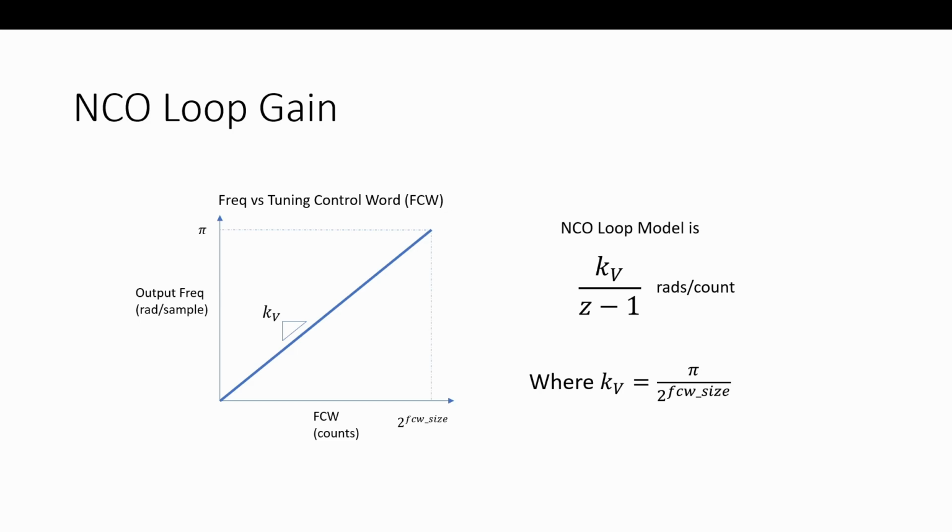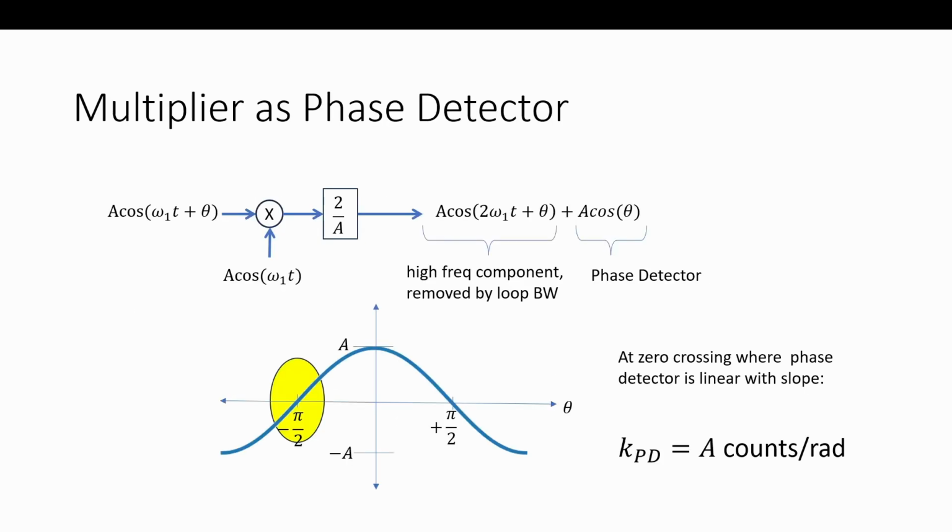So it's just the frequency. Our frequency can go from 0 to pi, and so that's going to be kV. kV is going to be pi over this total range. That's the slope of that. And we divide by Z minus 1, to get that integration.